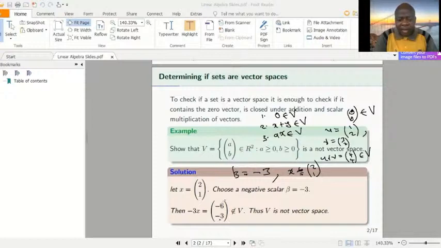Now my A is negative 6, and my B is now negative 3. And I can see that negative 6 is not greater than 0, and this one is also not greater than or equal to 0. So that means the product of this scalar and this vector is not in V. In other words, V is not a vector space.